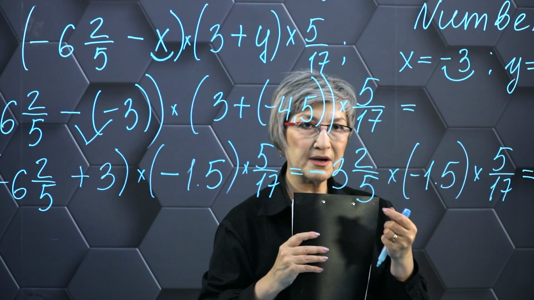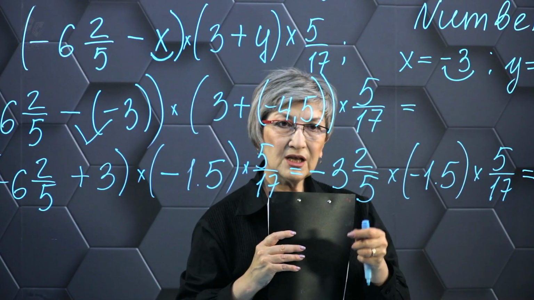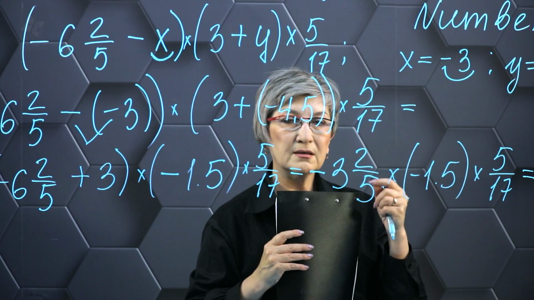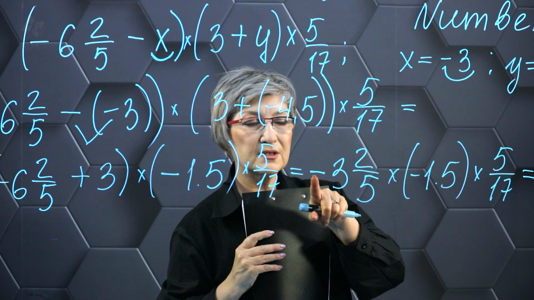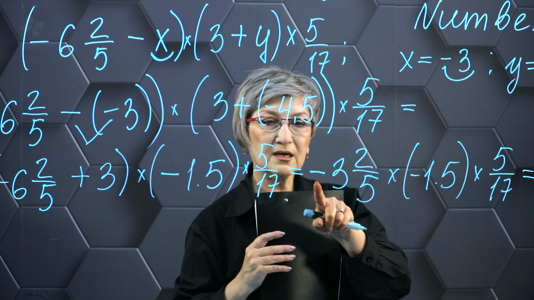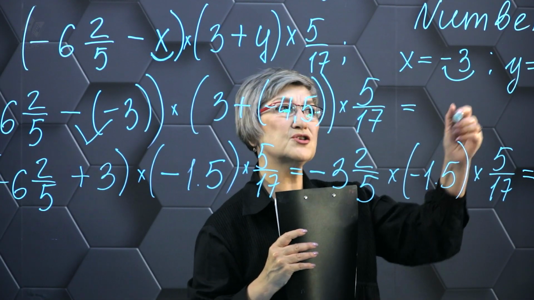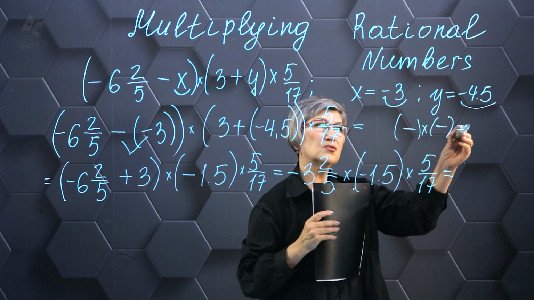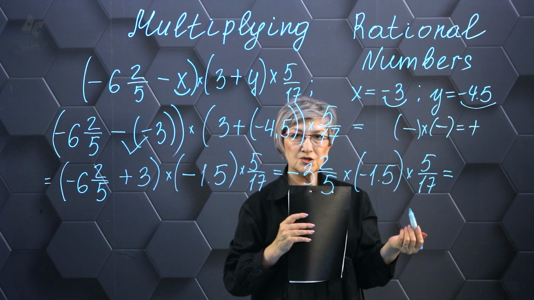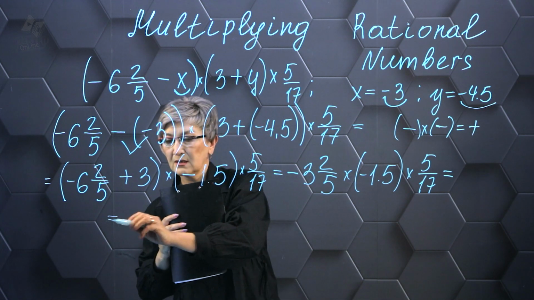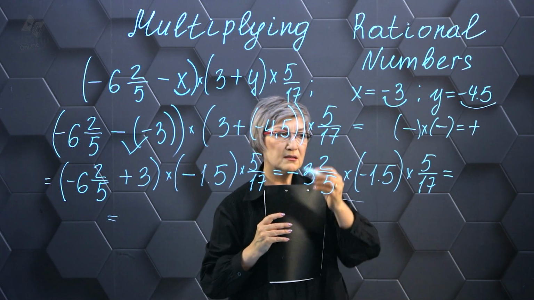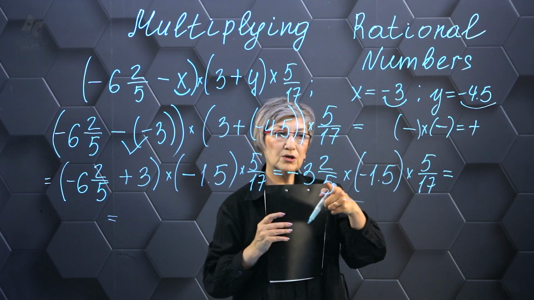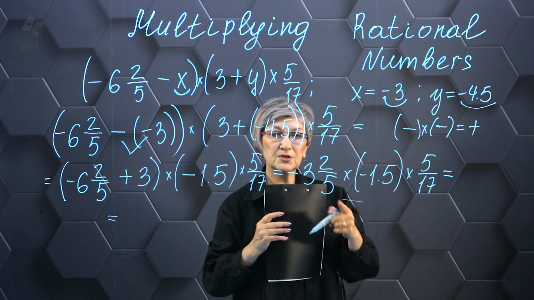I have to remember the rule. And first I need to count the sign of our result. We see two negative numbers. When I multiply two negative numbers, minus times minus, I get a positive number in the answer. So the result of our multiplication is a positive number. All that's left is to multiply these fractional numbers.